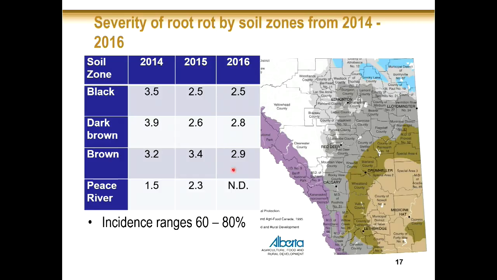And then 2016, we didn't know what to expect. Was it a dry year? It started out being a dry year, and then it ended up being a wet year. So our severity has kind of fallen somewhere in the middle there. But again, we saw the highest severities in the brown soil zone.